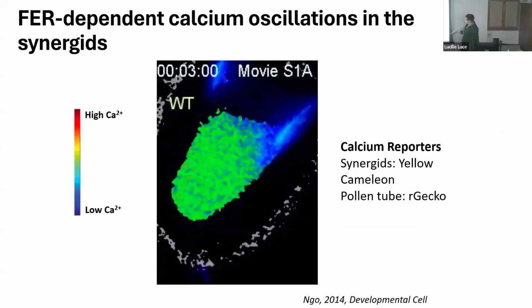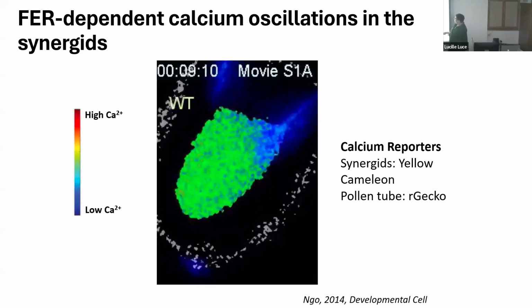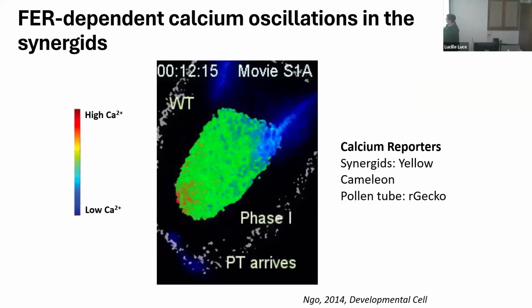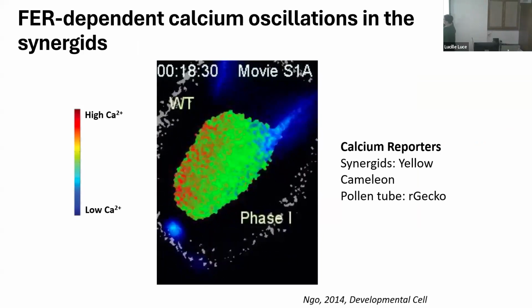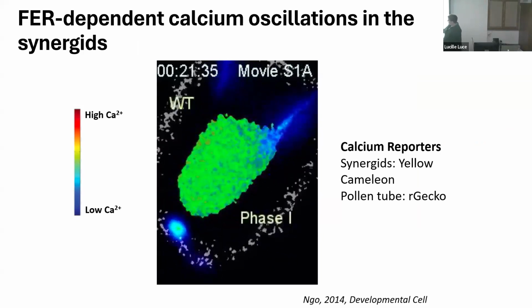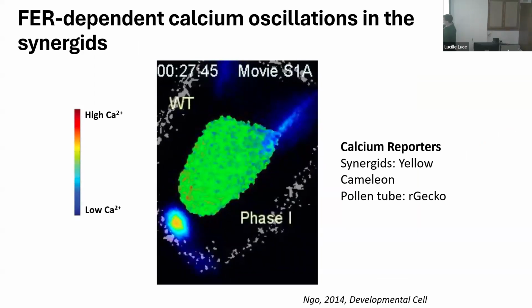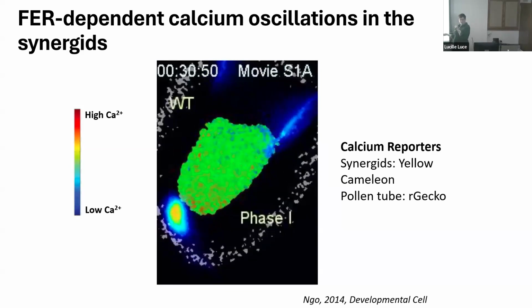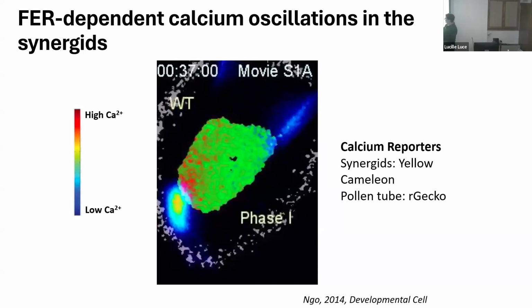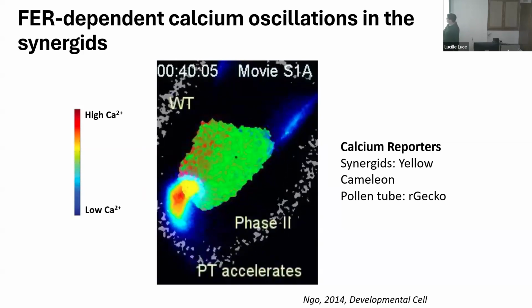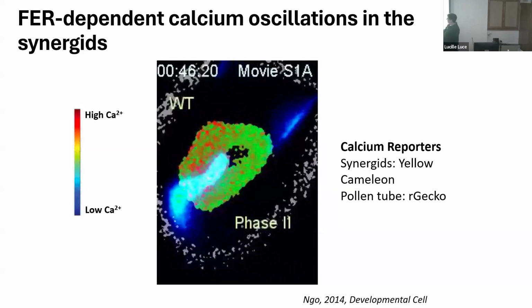Second, this study was done in Ueli Grossniklaus's lab by Qiaoyu, who was another postdoc when I was there. What we have here are 2 synergids expressing calcium reporters, and then we have an arriving pollen tube. This is a minute timer. Red means high calcium, blue is low. As the pollen tube starts to talk to the synergids, we get these calcium oscillations happening in the 2 synergid cells. Also, calcium levels increase greatly in the tip of the pollen tube. In this case, after about 40 minutes, the pollen tube then starts to grow again.